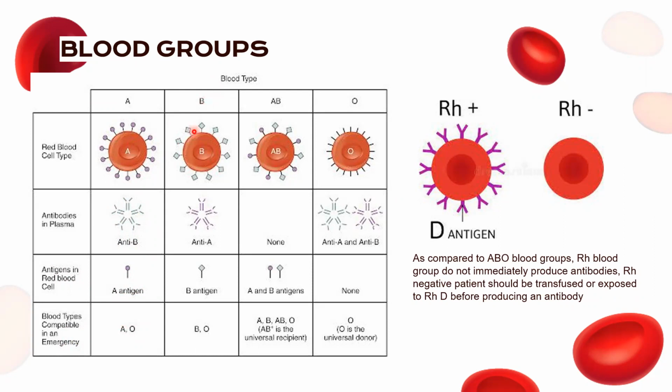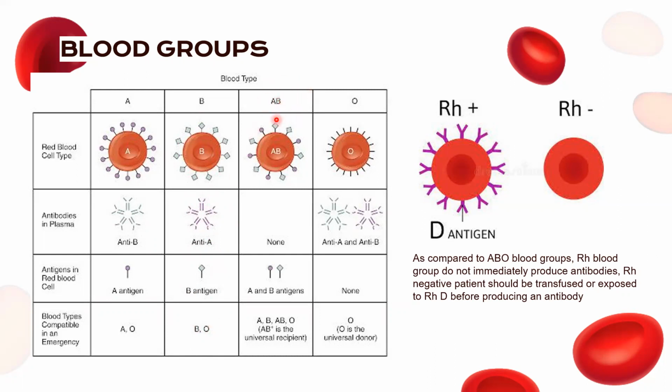For blood type B, you have here the square or diamond-shaped B antigen. Okay, this represents the antigens, but this is not the actual shape. This is just a shape to represent the B antigen and A antigens. And in the plasma of blood type B, you can find anti-A antibodies, antibodies for A. That's the reason why for blood type B, you can only give blood type B and O to the patient for transfusion.